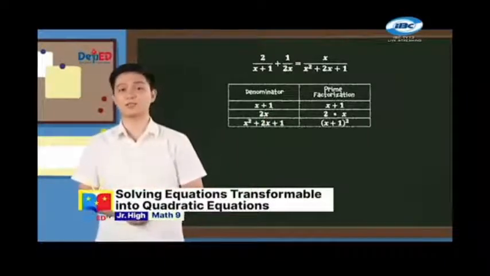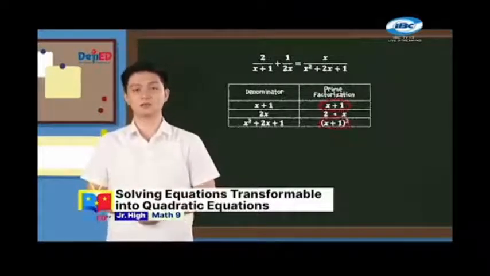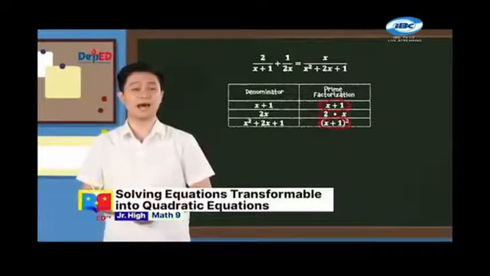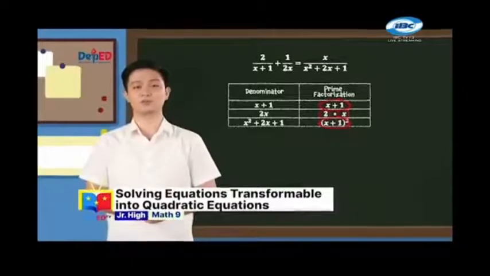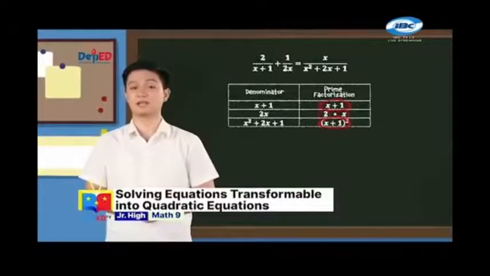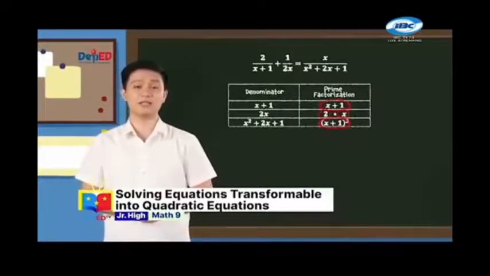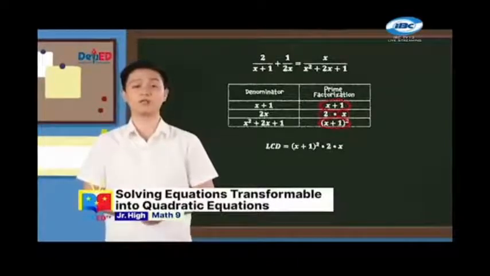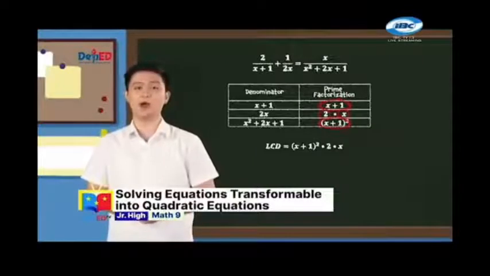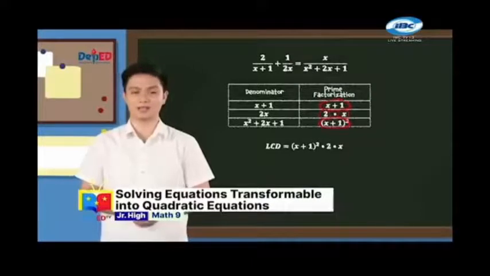What are the different bases that we see in the factorizations? We have x plus 1, 2, and x. What is the highest exponent of the base x plus 1 that appears in these factorizations? It is 2. What is the highest exponent of 2 that appears in these factorizations? It is 1. What is the highest exponent of x that appears in these factorizations? It is also 1. So the LCD must be equal to the product of the quantity x plus 1 raised to the second power, 2 raised to 1 or simply 2, and x raised to 1 or simply x.